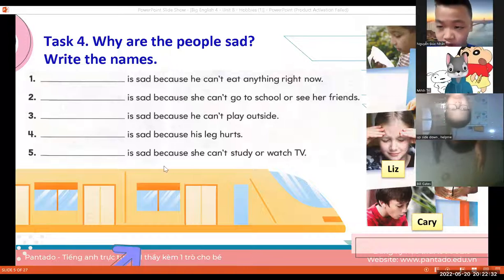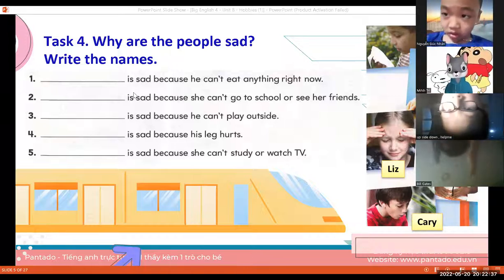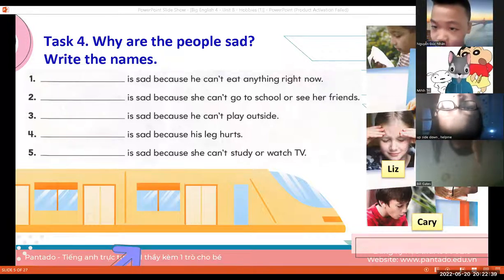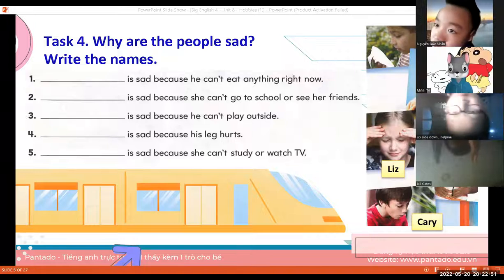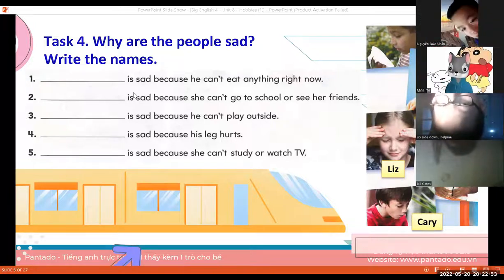Pablo. Pablo is already number three. No, Pablo is for number three already. You cannot choose Pablo for number four. I'm asking you number four. Carrie, yeah, because they say his leg, so you only have one option left, okay?